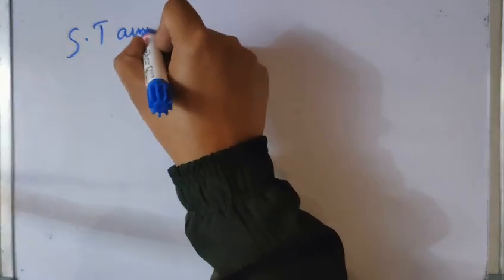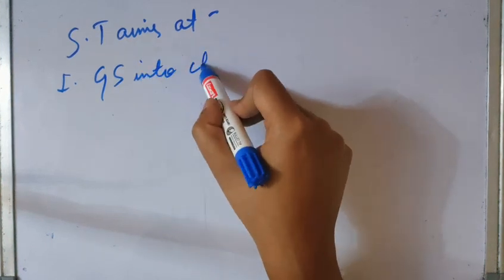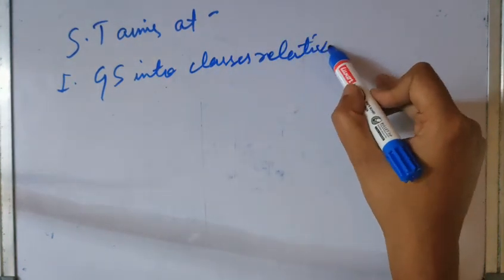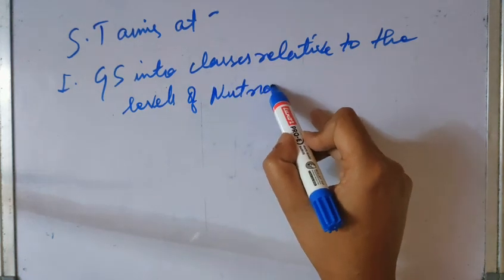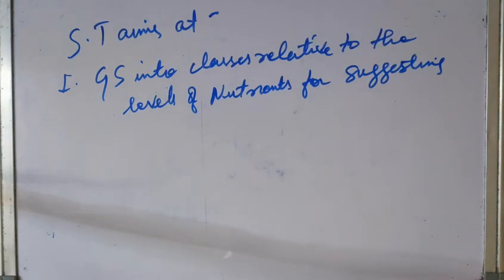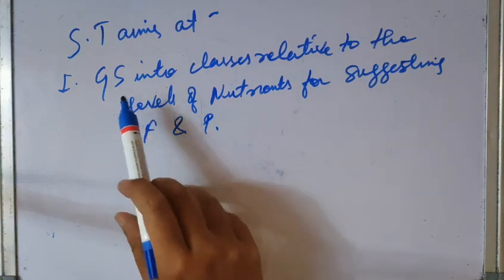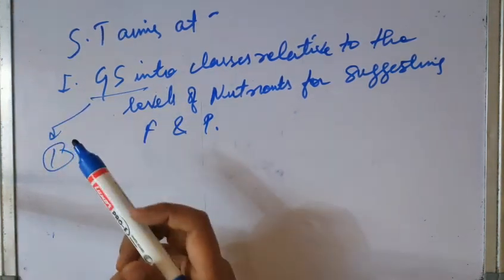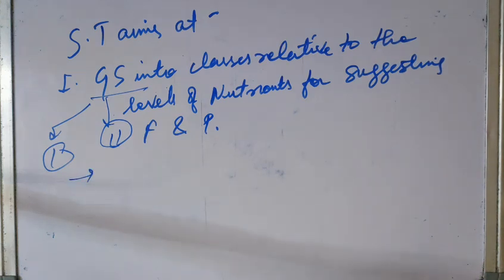So what are the aims of soil testing? Soil testing aims at number 1, grouping soil into classes relative to the levels of nutrients, and suggesting fertilizer and practices. So what is grouping soil? Suppose some soil is grouped in number 1, so a certain amount of fertilizer is needed. Some soil is grouped in number 2, a certain amount of fertilizer is needed. So we will group soils and recommend fertilizer as per it.